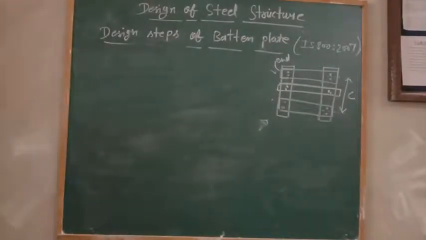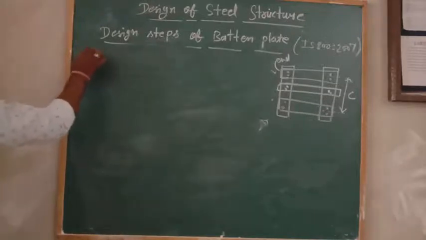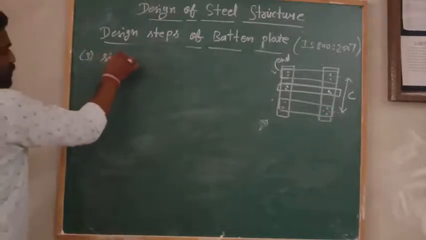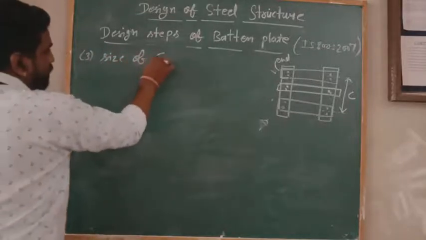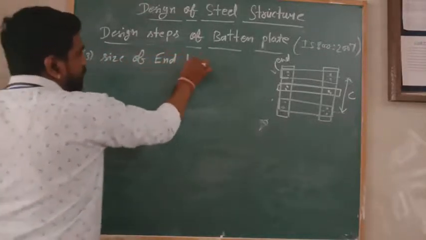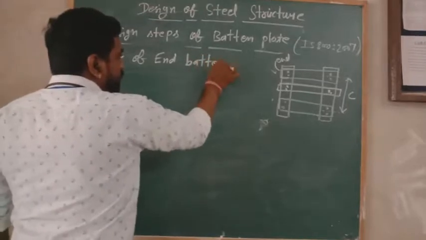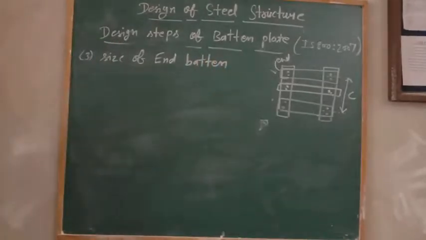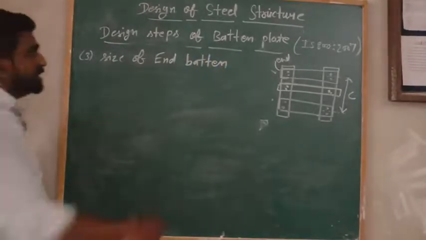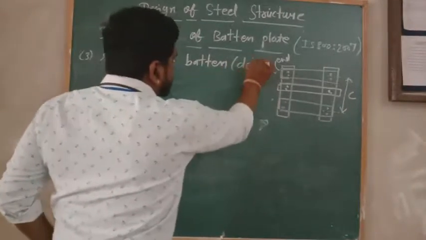Third step is size of end batten. What is the size of end batten? It is denoted by DE. The size of end batten is denoted by DE.